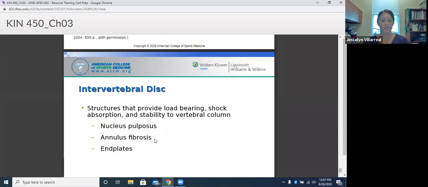Intervertebral discs, you have 3 types. They're located between the vertebral bodies and constitute about 20 to 30% of the height of the vertebral column. All three of these are composed of water, collagen, and proteoglycans.